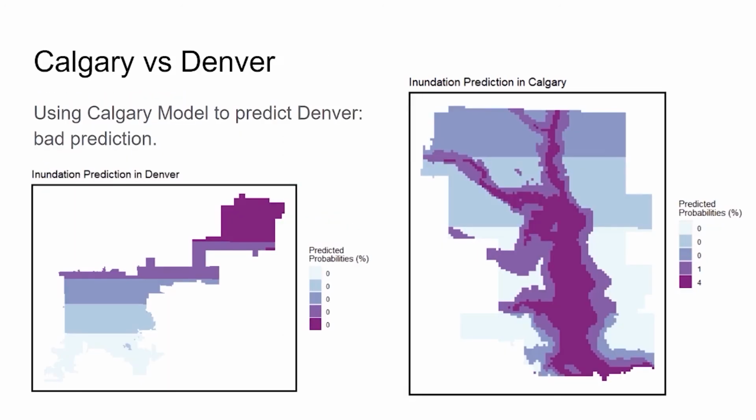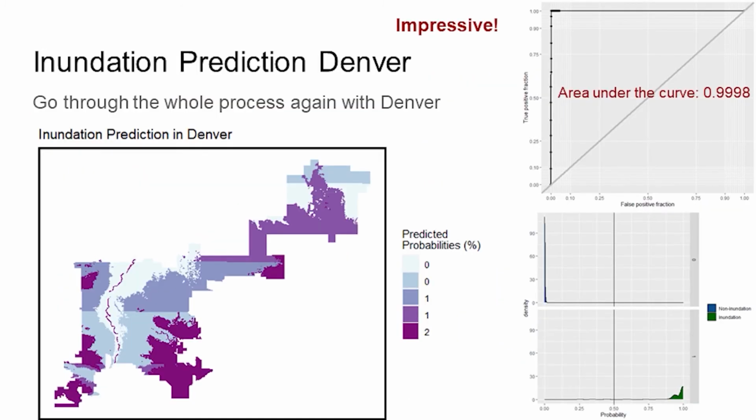We tested the model on Denver. First, we used the Calgary model for Denver, and the result wasn't satisfying, and then we went through the whole process again for Denver with the same set of spatial characteristics. The result was impressive with an accuracy of 0.9998.